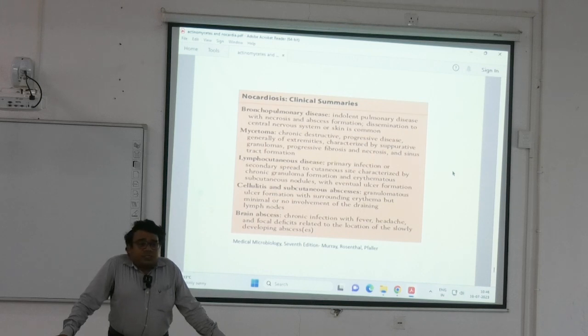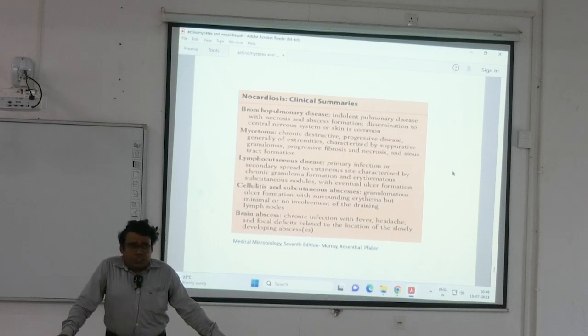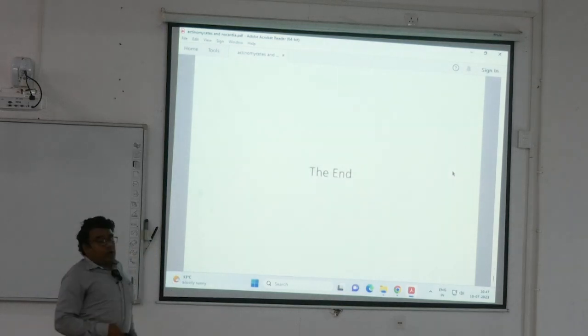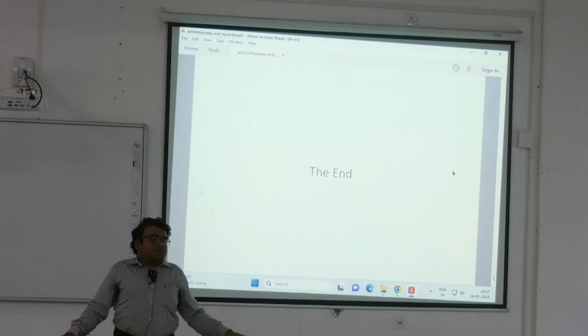For cutaneous infections, that would suffice, but for deep infections including pulmonary or CNS, combination therapy is required. The combination therapy will be catered according to the susceptibility results. Okay. So this was all about two groups of organisms called Nocardia and Actinomyces.